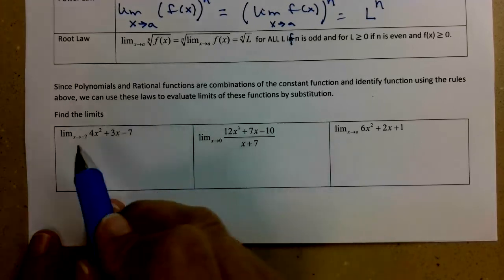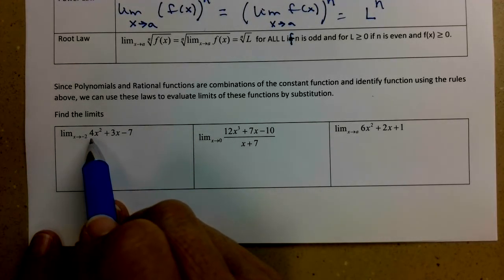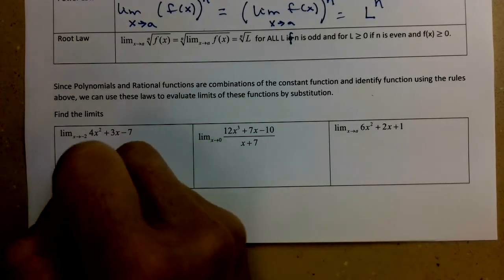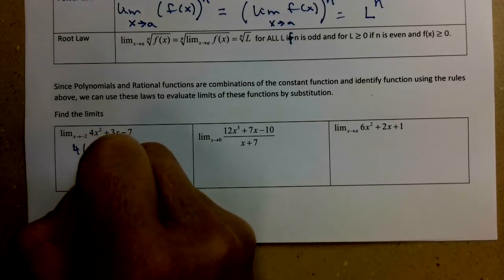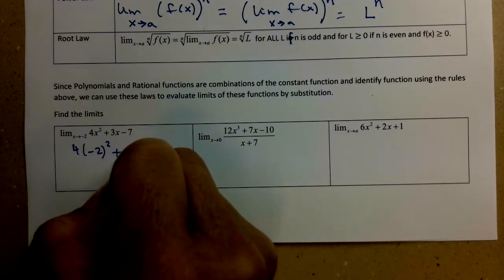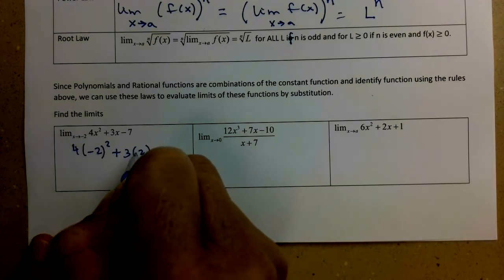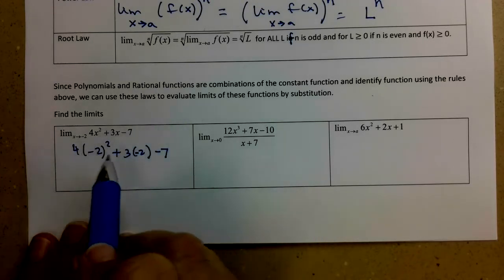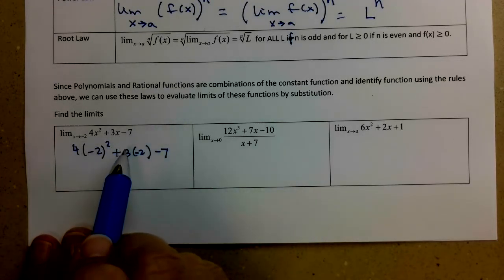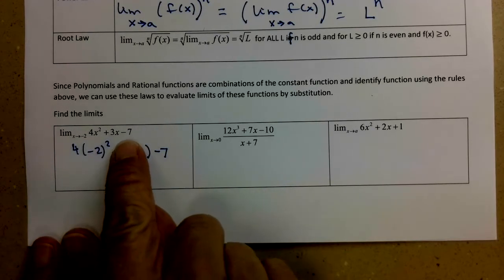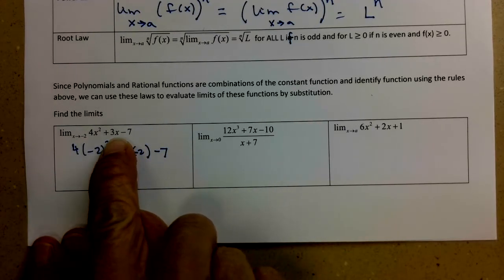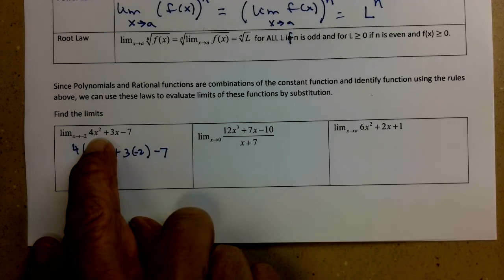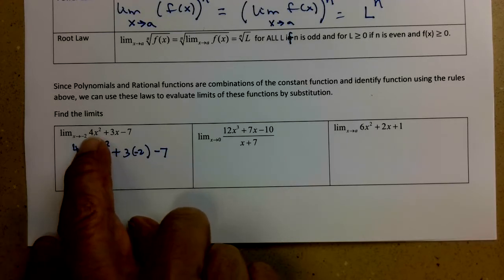Give me 2 minutes. What's the limit as x approaches negative 2 of our function 4x squared plus 3x minus 7? I don't know, we have to plug it in and see. So we get 4 times negative 2 squared plus 3 times negative 2 minus 7. I don't know if you can see, this is just a combination of our constant function here, an identity function with a constant multiple, and then the identity function with the power law and a constant multiple.